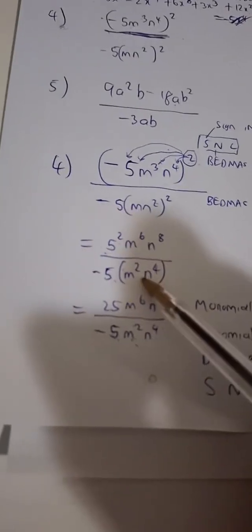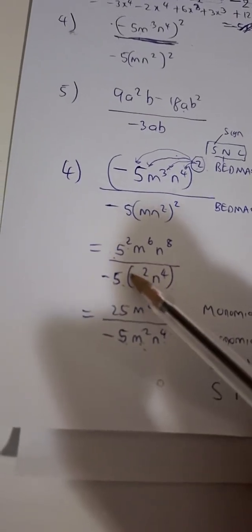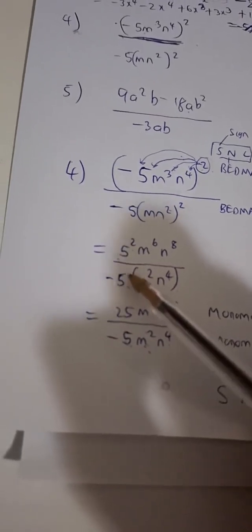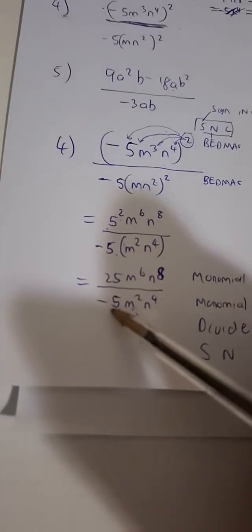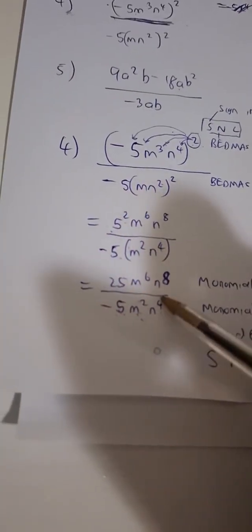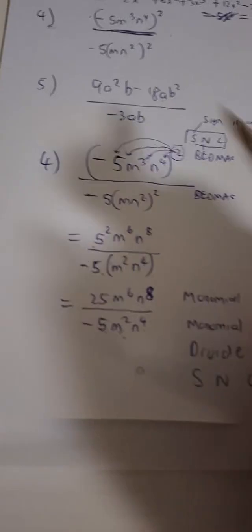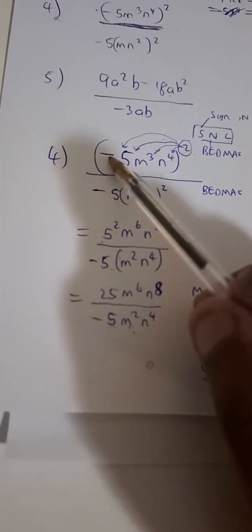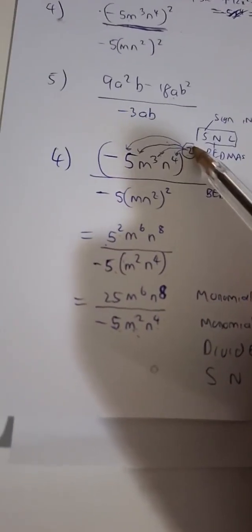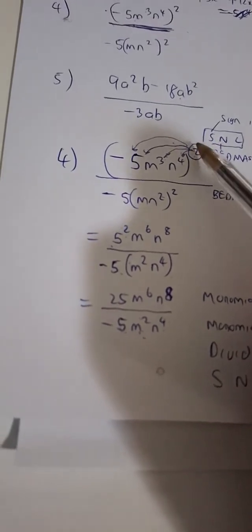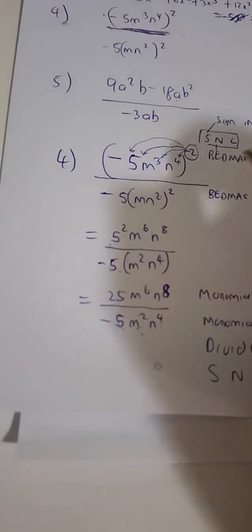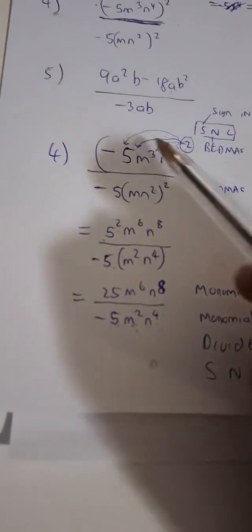Then you multiply the -5 with the coefficient that is 1. -5 times 1 gives you -5. You have the m squared n to the power 4. I hope that's clear for those people that were asking, but what happened to the negative sign? It's an even exponent. That's what an even exponent does to a negative sign inside the bracket for a single term.